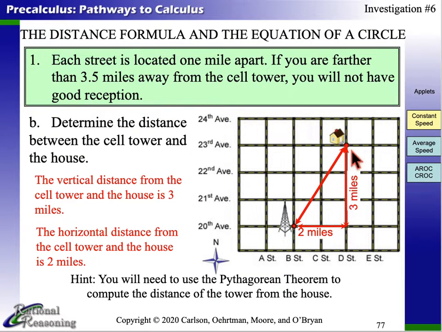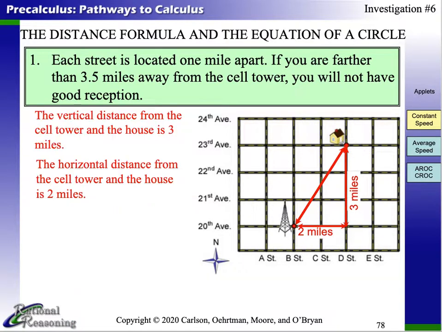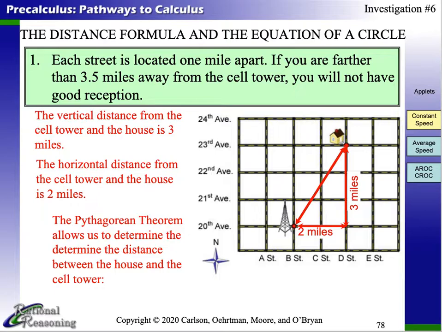But what is the straight line distance? Well, if we remember the Pythagorean theorem, we can square the 3, square the 2, and then we'll be able to calculate that distance. 3 squared plus 2 squared, so that's 9 plus 4, which is 13. Square root of 13, plug it into the calculator, it's 3.6. So the distance between the tower and the house, straight line, closest distance is 3.6 miles.